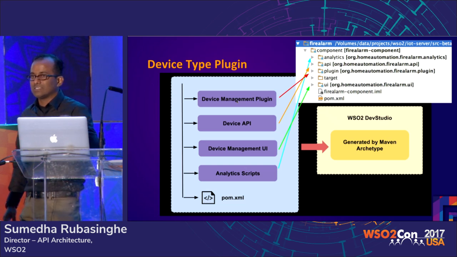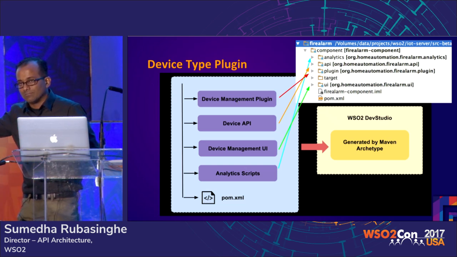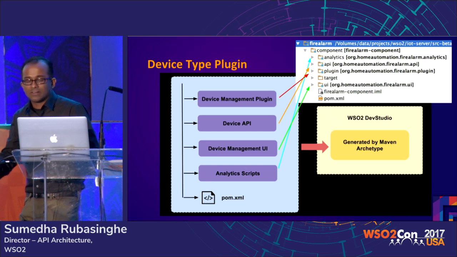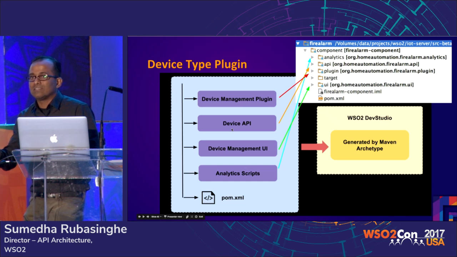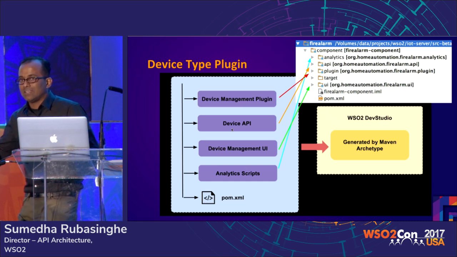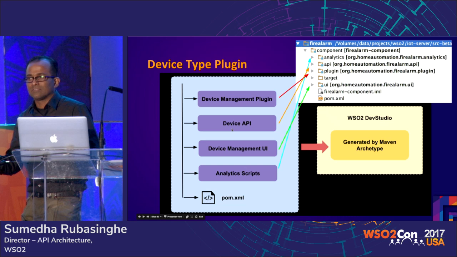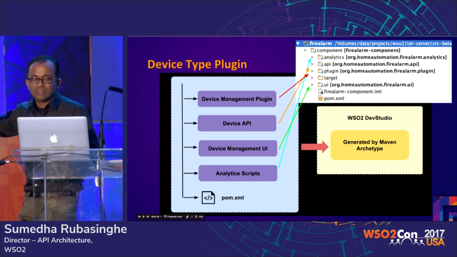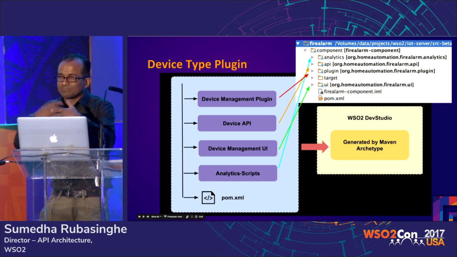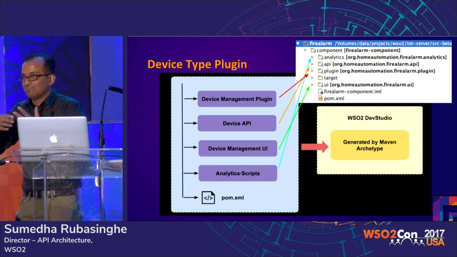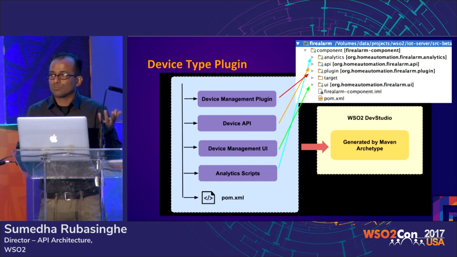So basically this is extending some of the interfaces that we have written in the core framework, right? Then there's a device API. This is a JAXRS API that you write with certain annotations so that it gets picked up and converted into properly managed APIs, right? Then if you want to have certain UIs within the IoT server, you have to write a UI plugin. And then you need to write certain analytics scripts so that they get executed whenever you want certain processes to be done.